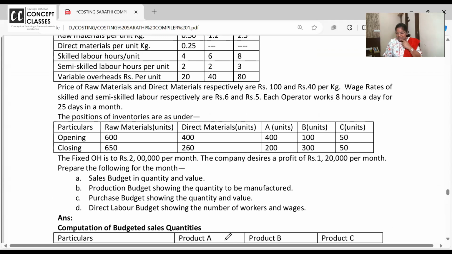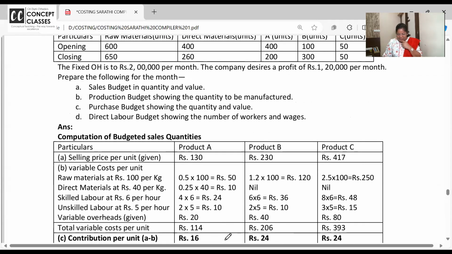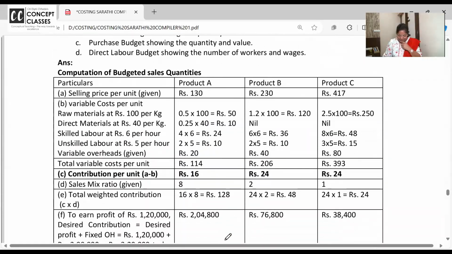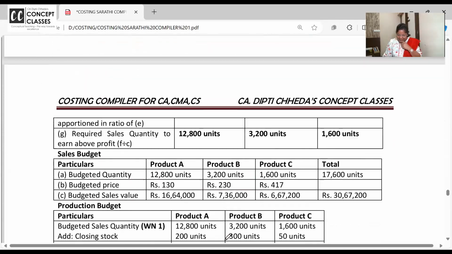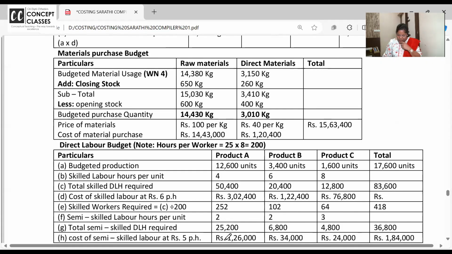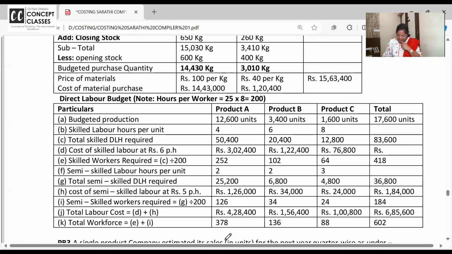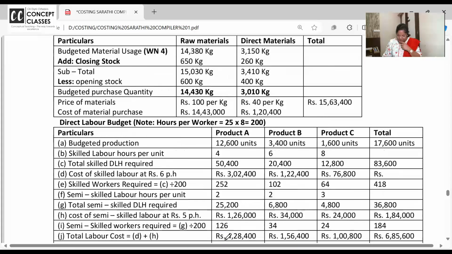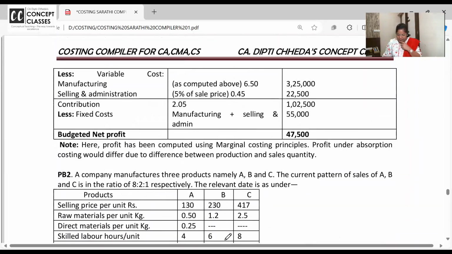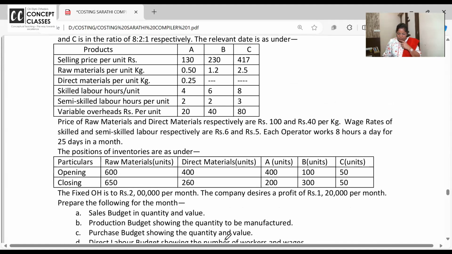This is the second problem. Very important. Marginal costing and budgeting का combo है with the limiting factor. Nice, it's very nice. यहाँ के बाद तो पूरा problem routine. ठीक है. Second problem we'll do after the break. You can still read it till then.